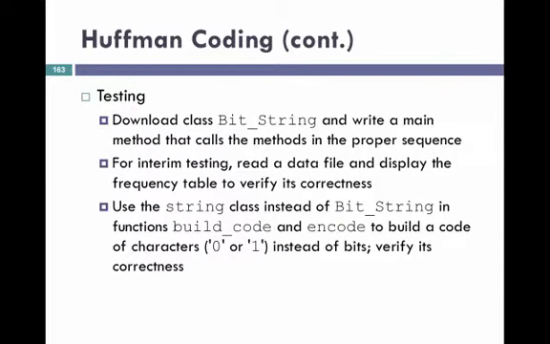And to test this, we can download class bitstring and write a main method that calls the methods in the proper sequence. We could read a data file and display the frequency data. We can use the string class instead of bitstring in the functions build code and encode to build a code of characters 0 and 1 instead of bits to verify its correctness. It's just for display purposes and so that we as a human can verify it.